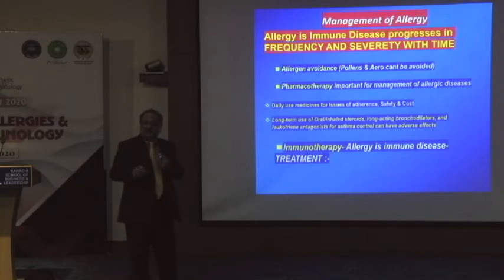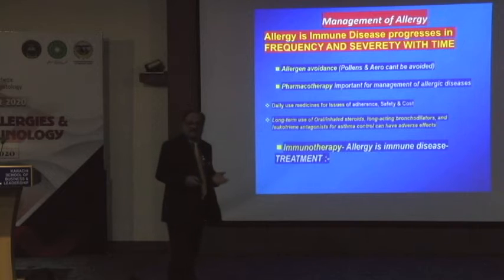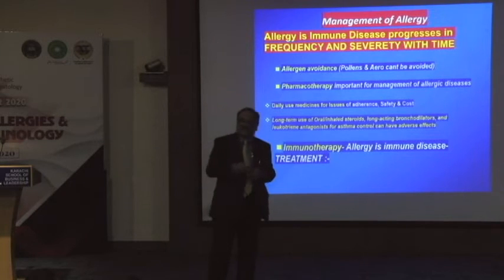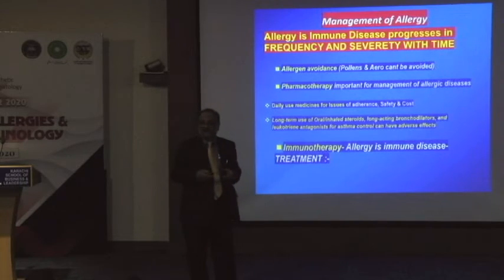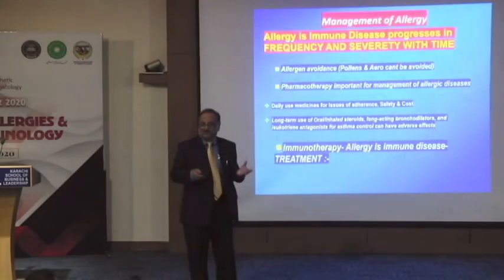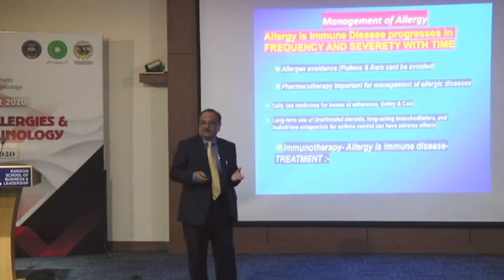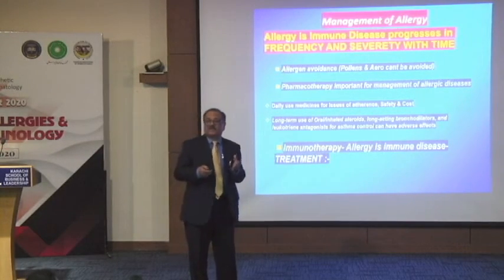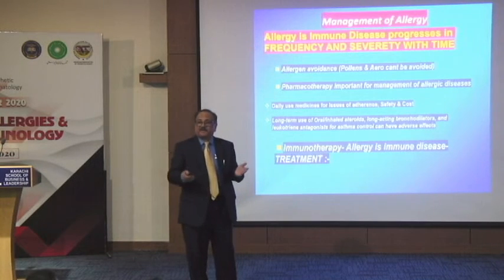Because there are 20,000 house dust mites in one bed, and they stay in the mattress. They eat the human scales which fall from the body, and they are present all over the world. You cannot get rid of them. So avoidance is possible in a limited way, not for everything.